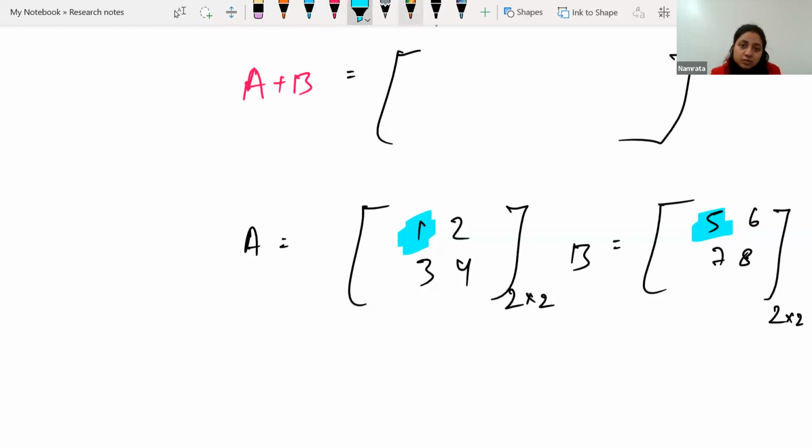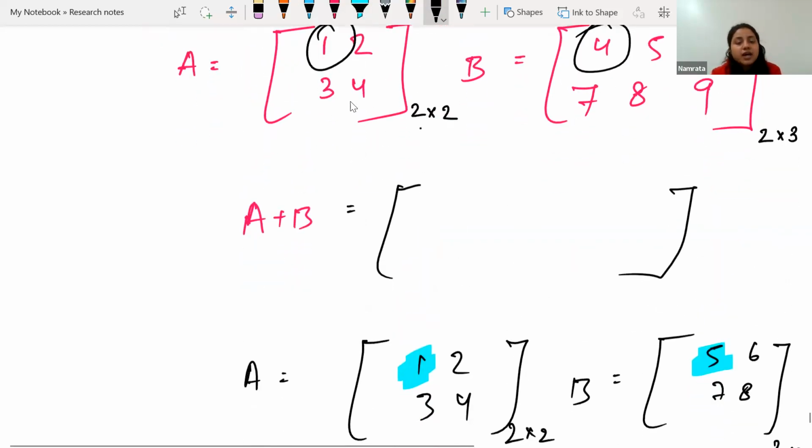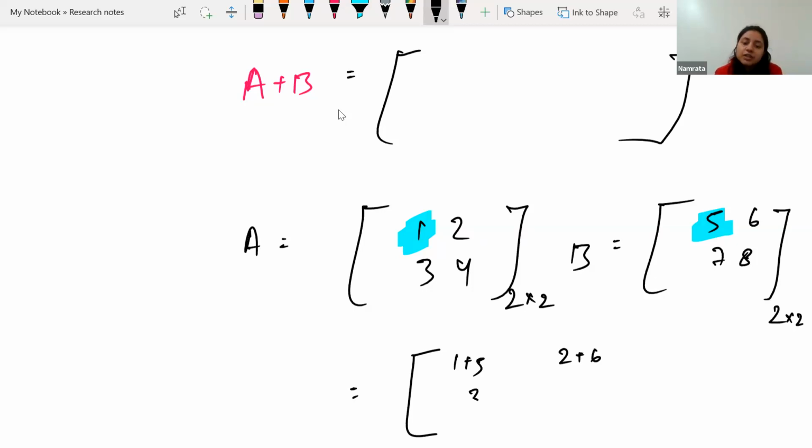Okay, but you should also know that for addition, both the matrices must have the same order. If both the matrices are not of the same order, then addition is not possible. So we can write 1 plus 5 over here, 2 plus 6 over here, 3 plus 7 over here, and 8 plus 4 over here, and then we will add it, and that will be A plus B.